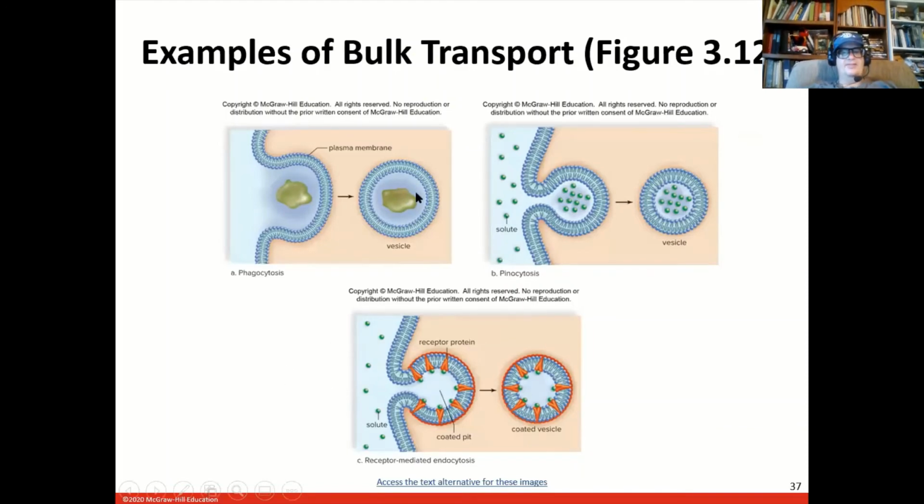Phagocytosis, we're taking in a big thing. And in the case of white blood cell, then we're going to have a lysosome come and fuse with it and kill the bacteria. All right.